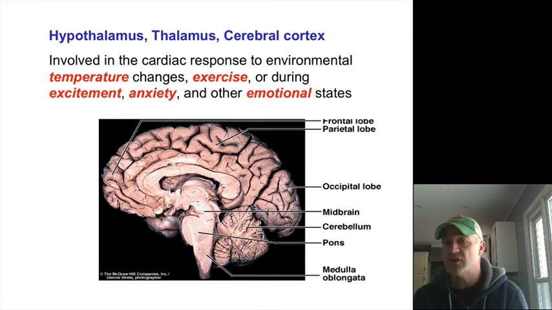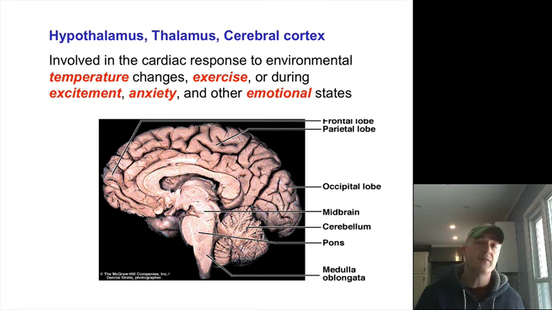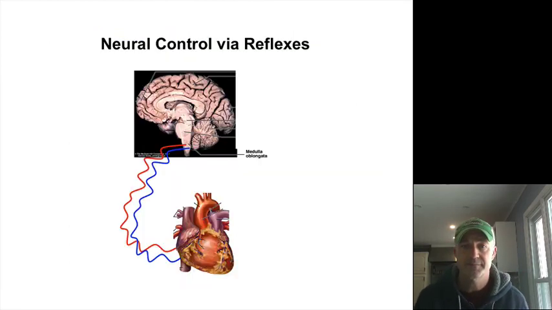Again, increased temperature, exercise, anxiety, these are all things coming from the cerebral cortex, or the fact you're getting a lot of sensory impulses, that you're moving a lot through the thalamus. These are all things that could trigger an increase in heart rate. Increased temperature is going to increase heart rate, trying to move that heat around and dissipate it.